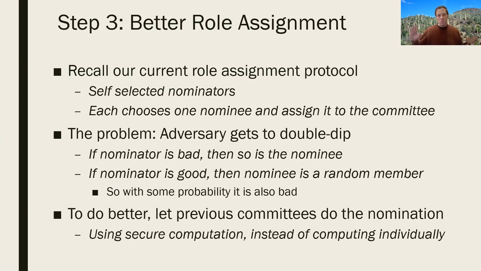Okay, so what we have so far is this model of YOSO protocols, protocols that are implemented over this model and that can be maximally efficient. And then the solution that I described at the beginning of this talk of how to assign parties to roles is somewhat defective, in the sense that it's wasteful in terms of the resilience. Again, the problem, if you recall, is that the adversary gets to double dip if we have this nomination and nominees. If the nominator is bad, then so is the nominee. If the nominator is good, then the nominee is just a random member who's also bad with some probability.